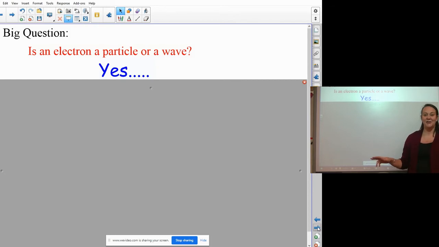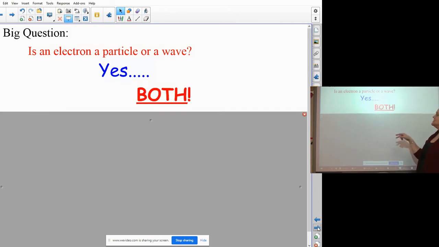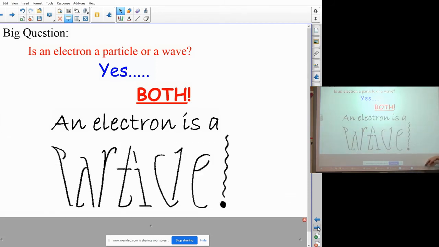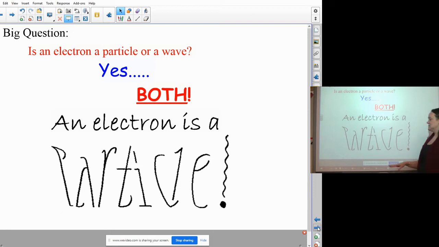Okay. And you're like, what? The big part of the note is that an electron is a particle and a wave both at the same time. So an electron is, and this is supposed to say particle and also say wave, at the exact same time. So it's very hard to wrap your mind around. It is a particle and it's a wave, depending on how you're looking at it, okay? But an electron can be both.